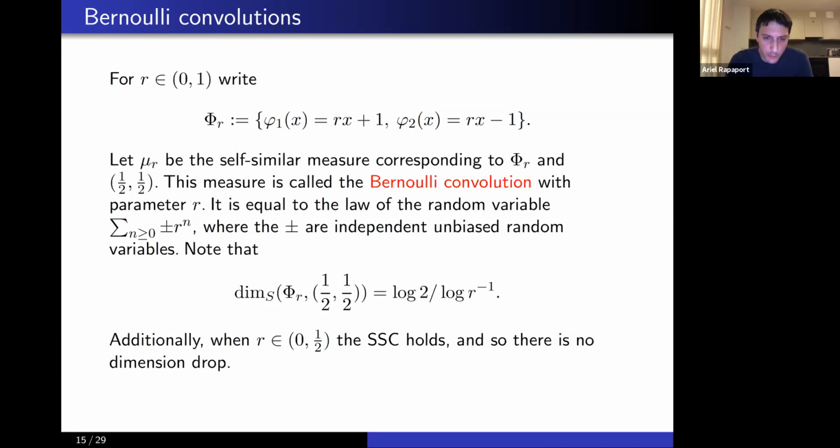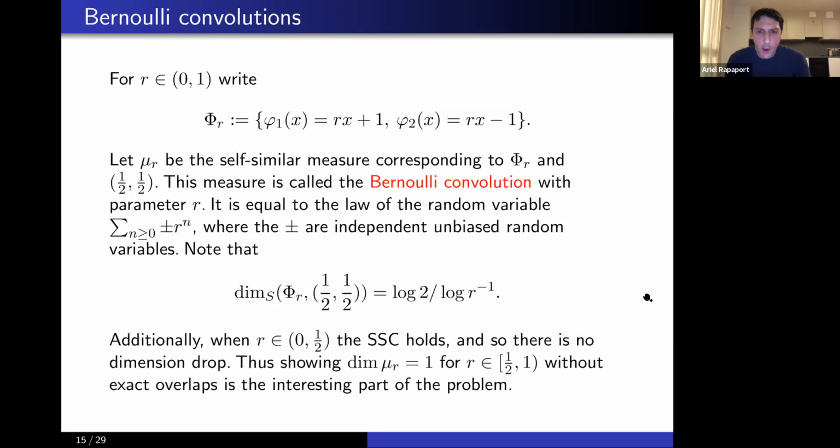And additionally note that when r is in this interval between 0 and half, the strong separation condition holds, which, I recall, is the simple situation in which the images of the attractor do not touch each other. In this case, we know there is no dimension drop. So with respect to the exact overlap conjecture regarding Bernoulli convolutions, the interesting part of the problem is showing that the dimension of mu r is equal to 1 for every r in the interval between half and 1 for which the IFS phi r has no exact overlaps.